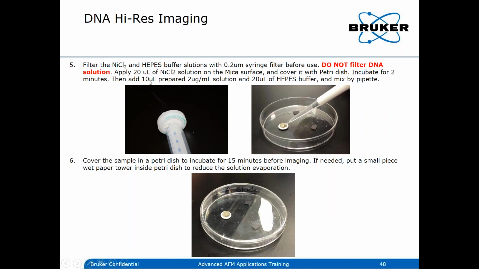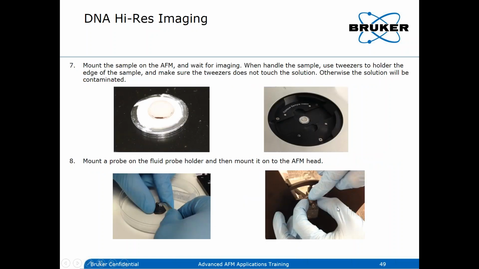After that, you add 10 microliters of the DNA solution and 20 microliters of the buffer. And then you would mix everything with a pipette just by sucking it in and out. You cover the sample with the Petri dish and let it incubate for 15 minutes before imaging. If needed, you could put a small piece of wet paper inside the Petri dish next to the sample to reduce the evaporation effect here.